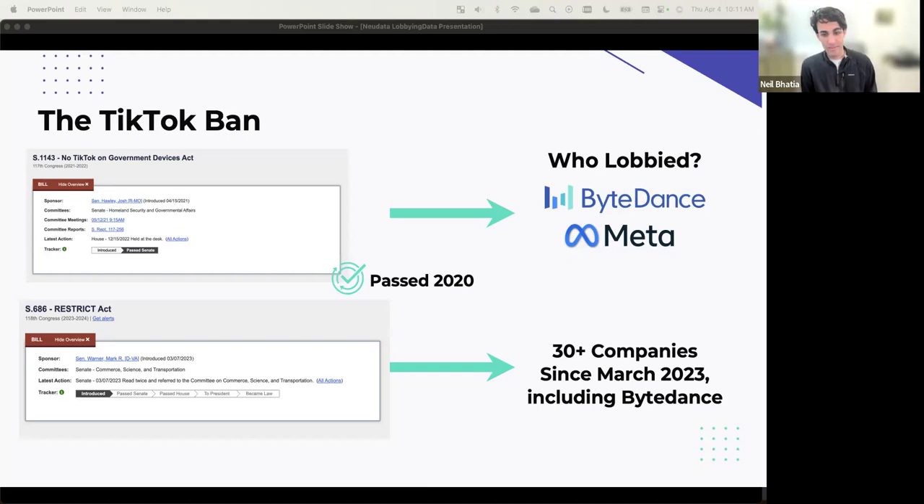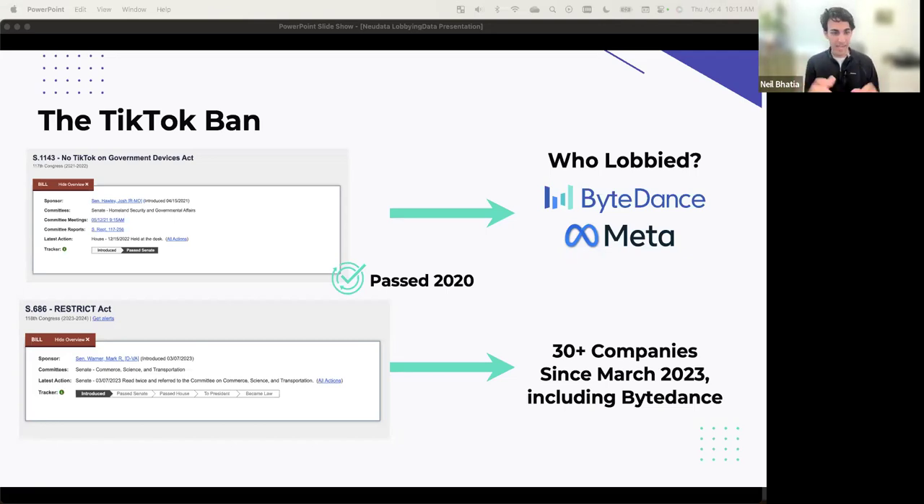TikTok ByteDance spent almost $5 million to retain a US-based lobbying firm. And we actually found that Meta Platforms had lobbied on the bill as well, but in the opposite direction. The bill was passed, and it's led to the more recent Restrict Act, and then subsequently, more calls to ban TikTok. It's very controversial and widely informally known as that TikTok ban.